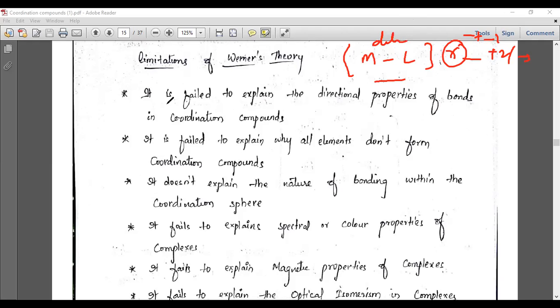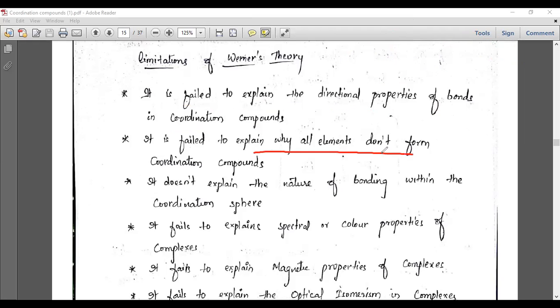But he failed to explain the directional properties of bonds in coordination compounds. He failed in explaining the geometry of different complexes. Why it has the direction which gives the geometry as tetrahedral, square planar. He didn't give such an explanation about the geometry, and he failed to explain why all the elements do not form the coordination compound.